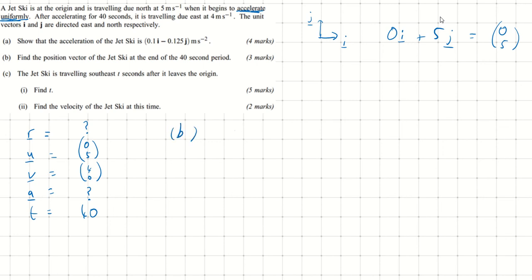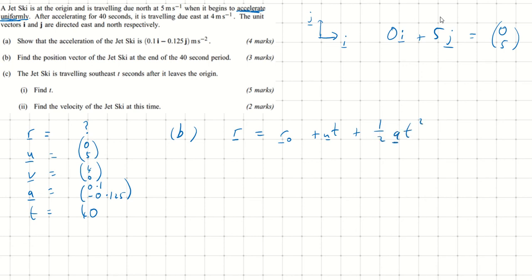For part B, now we've got to work out the position vector at the end of the 40-second period. So we've got to work out R. Now from part A, we actually know what A is, so we can fill in our value of A. A is no longer unknown. A is now 0.1, minus 0.125. We want an equation that gives us R. Well, the easiest equation is R equals R0 plus Ut plus a half at squared.